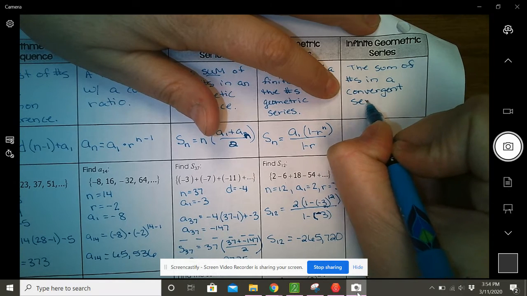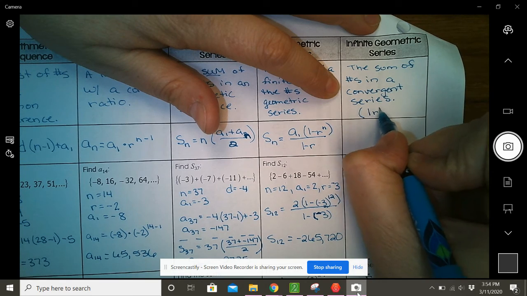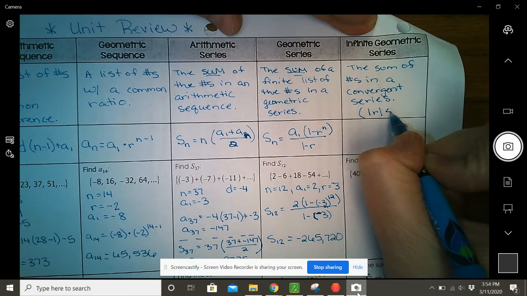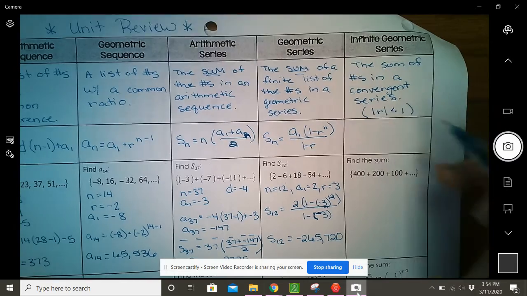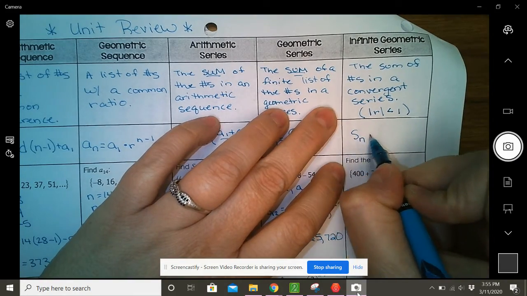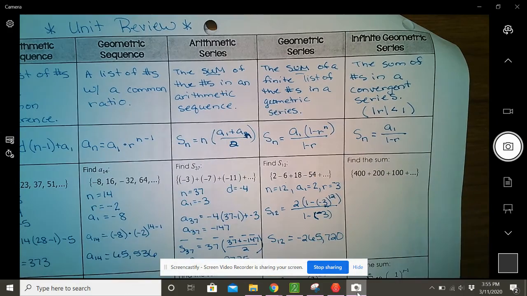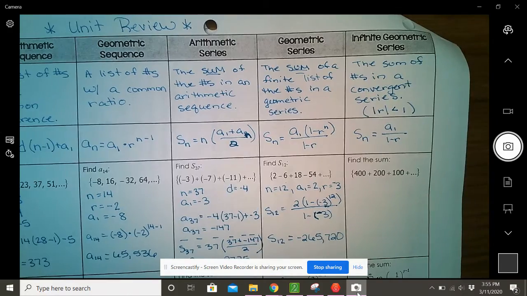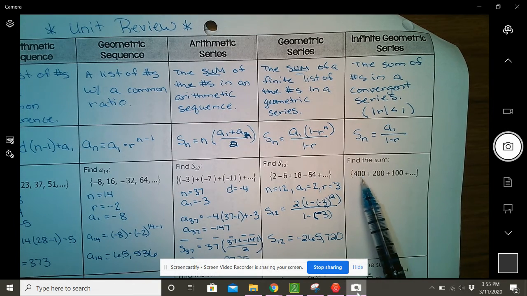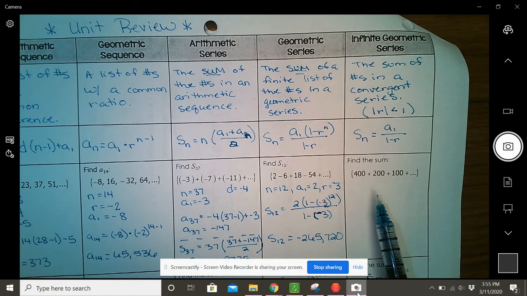Now, if you need a reminder of what a convergent series is, that is where the R value has to be less than 1. The absolute value of that R value has to be less than 1. And here's your formula for that. A sub 1 over 1 minus R. So we'll know it's an infinite series because it just says find the sum. It doesn't tell us what to stop at like all the rest of these have. So it just says find the sum of the whole thing.